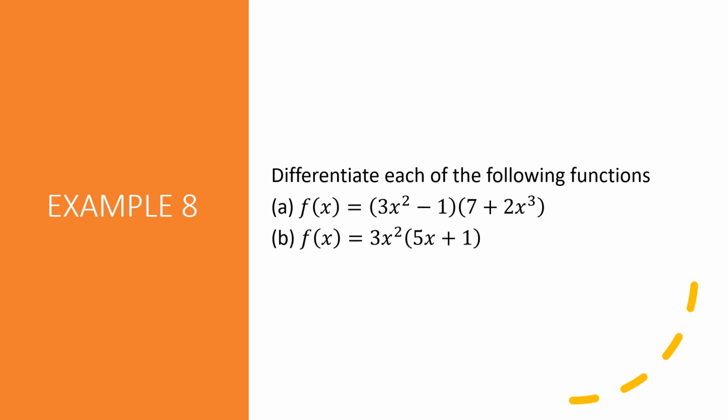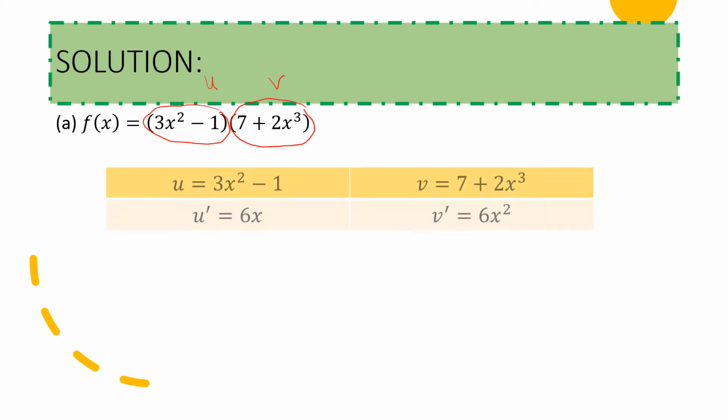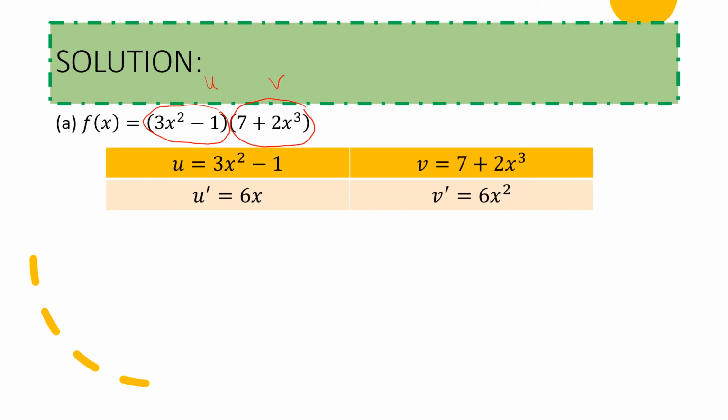Example 8. Differentiate each of the following functions. A. f(x) equals (3x squared minus 1) times (7 plus 2x cubed). So this is the product function. Let's say we let this function as u. And the second function is v. So we find u prime equals 6x and v prime equals 6x squared.